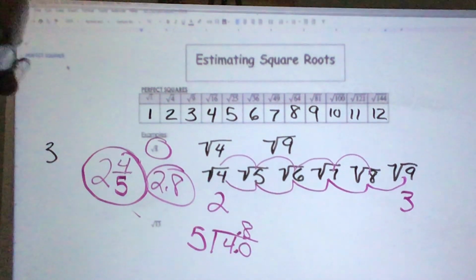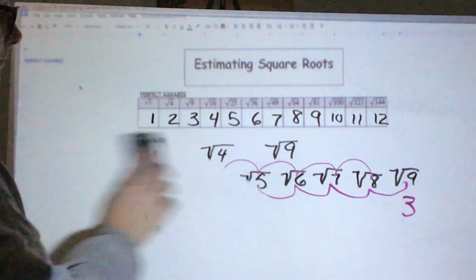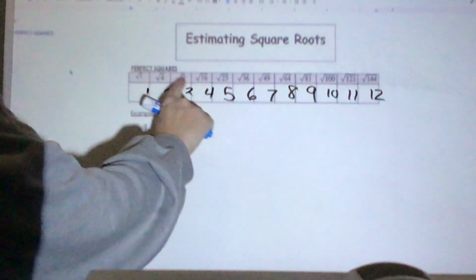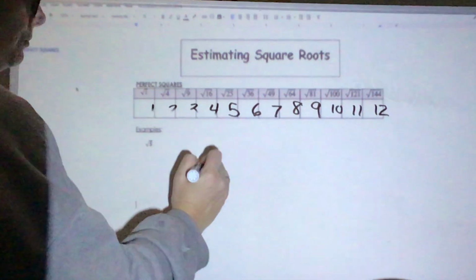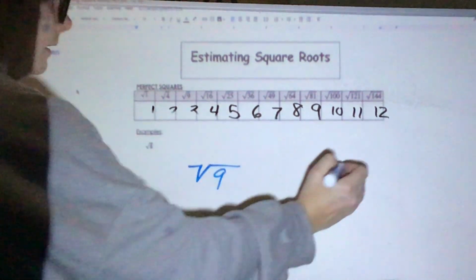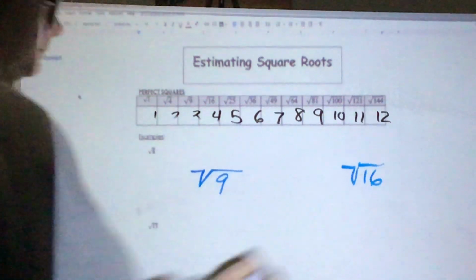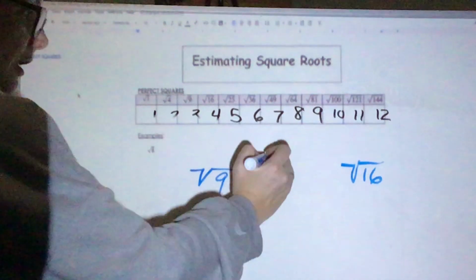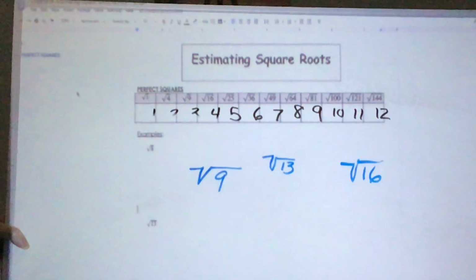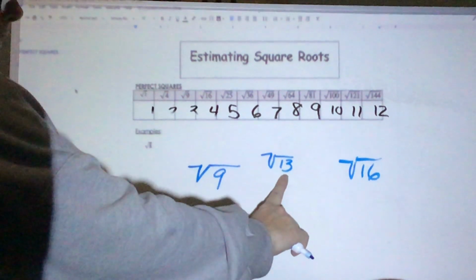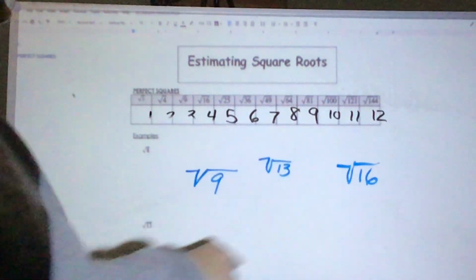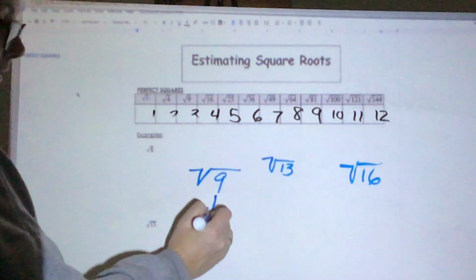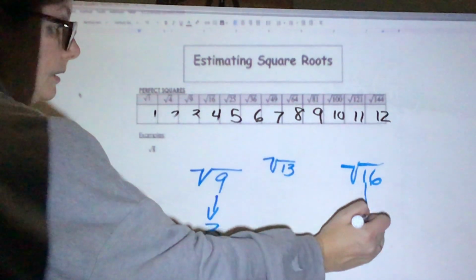So now let's try root 13. Root 13, if you look at the list above, root 13 would be in between root 9 and root 16. I can write out all the numbers in between, but I don't really need to do that to figure it out. I know that root 13 is somewhere in between there. It is closer to being root 16, so it's closer to being 4 than it is to being 3. But I know that root 13 is between 3 and 4.